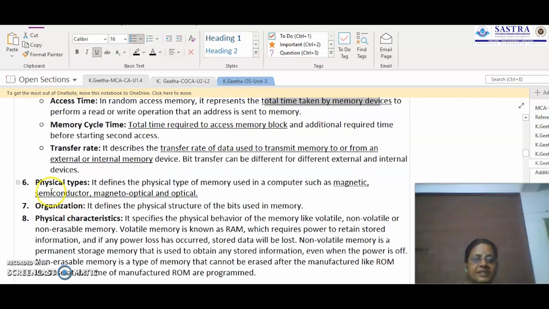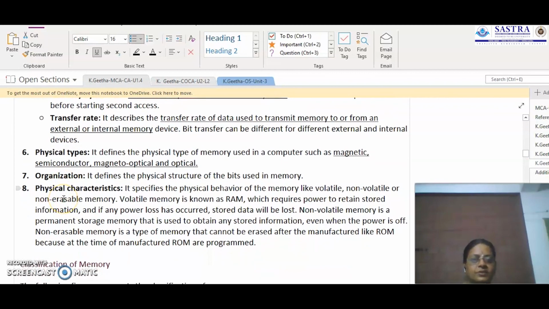Then comes the physical type. What are the physical components used to constitute that particular memory? The basic component used to build that memory comes under the category of physical type. Usually the memory can be made of magnetic materials, or of semiconductor type, or a combination of magnetic material and optical type, or it can be purely optical. So based on the physical component used to design the memory, we have the classification called physical type. Next comes the organization, that is, how the physical structure of the memory is organized. That is also one classification of the memory feature.